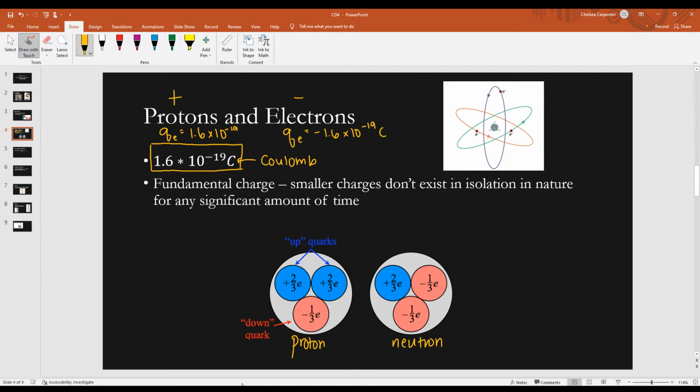So we can have fractional charges, they just don't exist on their own. We have to break down a proton or a neutron to see that, and that just doesn't happen in nature.